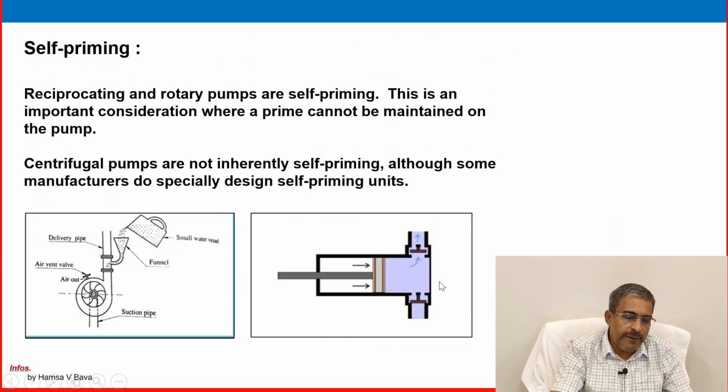So next is self-priming. Reciprocating and rotary pumps are self-priming. This is an important consideration where a prime cannot be maintained on the pump. Centrifugal pumps are not inherently self-priming, although some manufacturers do specifically design a self-priming unit. We will discuss the details of priming to prevent cavitation, etc., in centrifugal pumps in separate videos. Here the symbol is a pictorial representation, and centrifugal pumps need a self-priming requirement. So we will discuss that later.